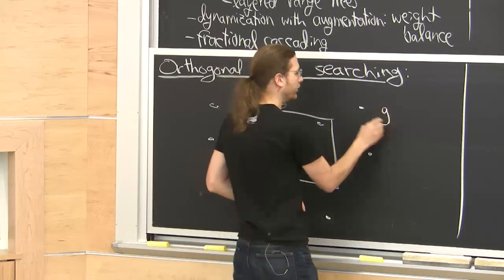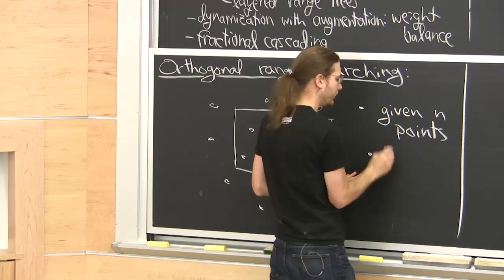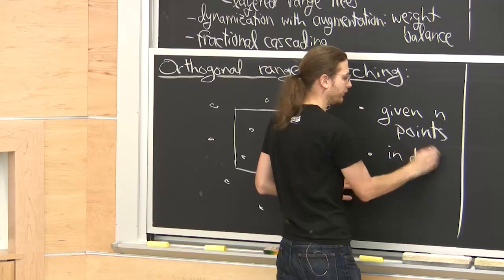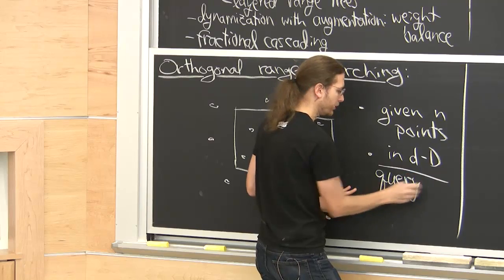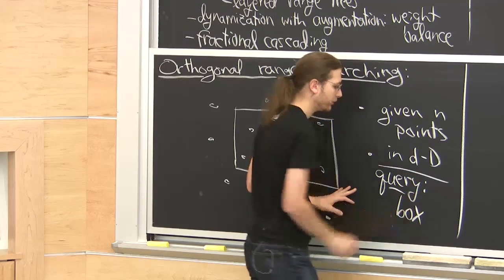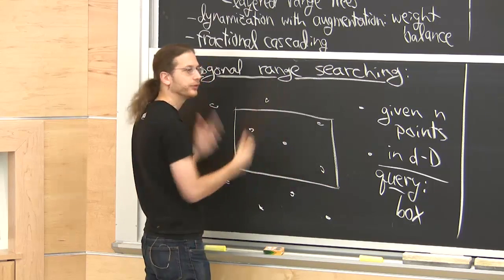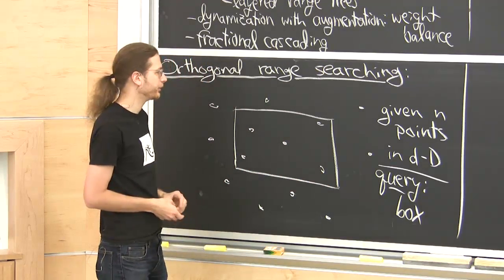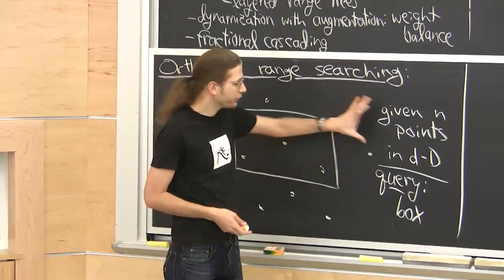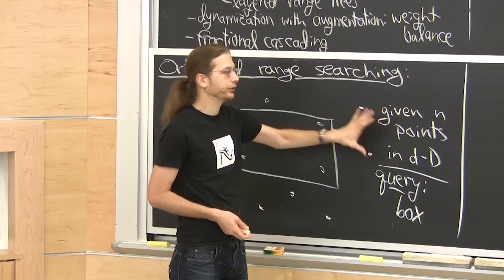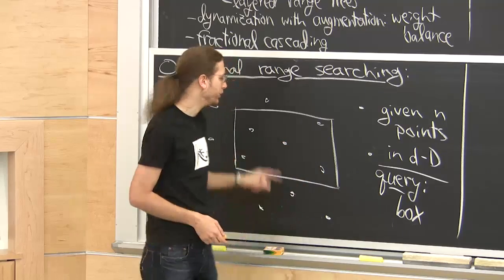So given n points in d dimensions, the query in general is going to be a box. So in 2D, it's an interval across an interval. In 3D, it's 3 intervals cross product together. Okay, so in the static version, you get to preprocess the points. In the dynamic version, the points are being added and deleted. And in all cases, we have dynamic queries, which are, what are the points in the box?